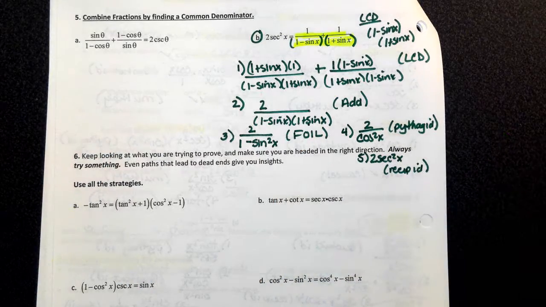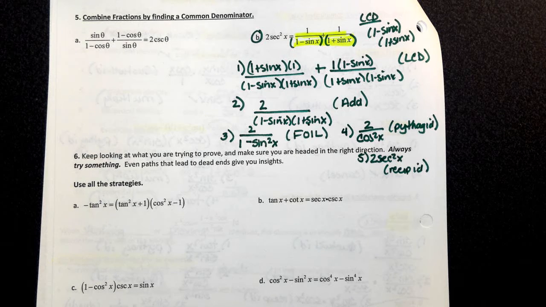So like I said, when you're dealing with fractions that are added together, it's going to be a lot longer of a process because the first couple steps come from adding your fractions together. All right, so any questions on 5b?